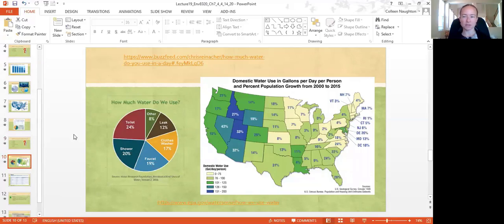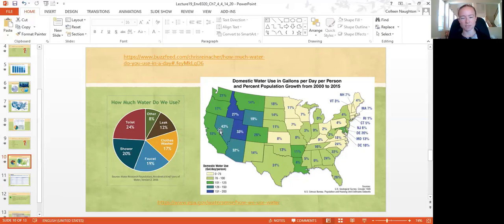Okay, so as you saw with the video, we use a lot of water in household water use. This is more from the EPA about how much water we use at the household: 24% toilets, 20% shower, clothes washing 17%, faucet 19%. And I thought this was an interesting graph of the states, and I was surprised how much Idaho uses.